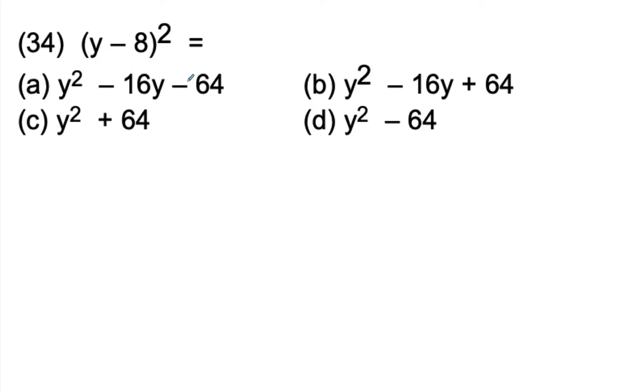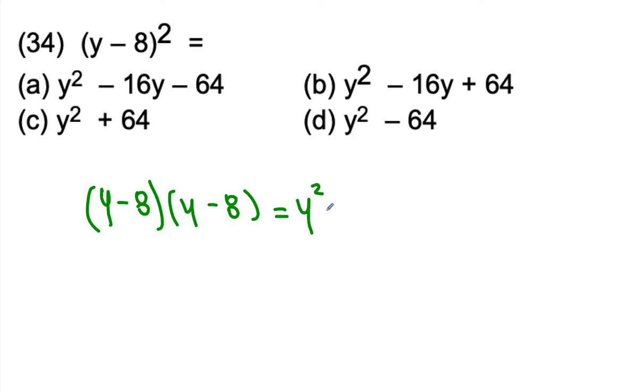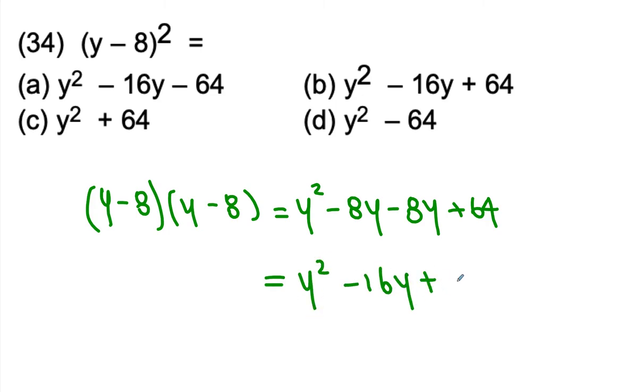Number 34. Let's try to multiply this one together. y minus 8 multiplied by y minus 8. Now what do we end up getting, guys? y times y, we get y squared. y times negative 8 becomes negative 8y. So when I multiply these two, we get another negative 8y. Negative 8 times negative 8 is what? Plus 64. So then what do we end up getting, guys, when you combine them together? We get y squared minus 16y plus 64. So choice B seems to be the answer.